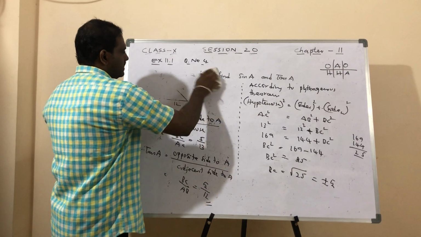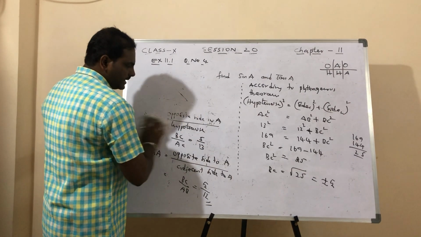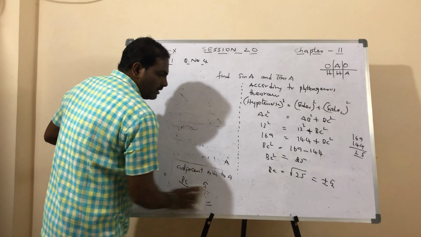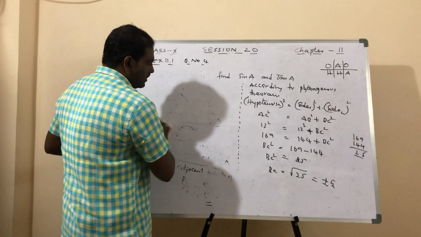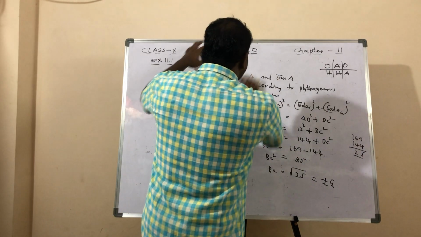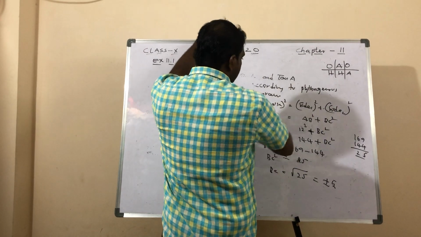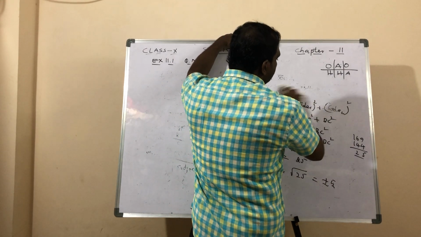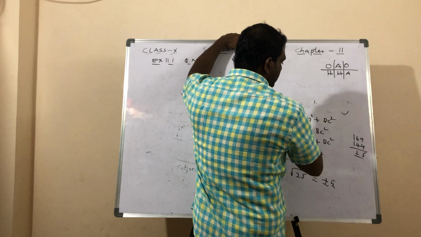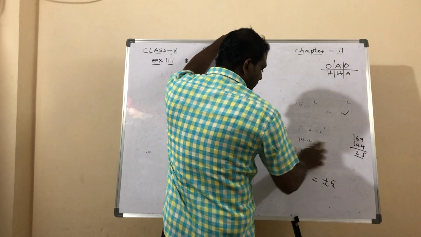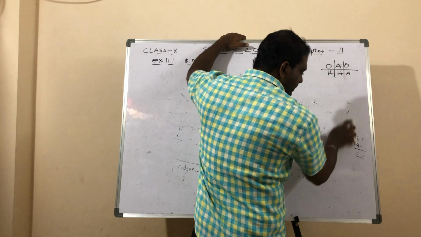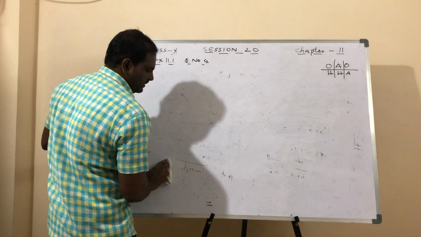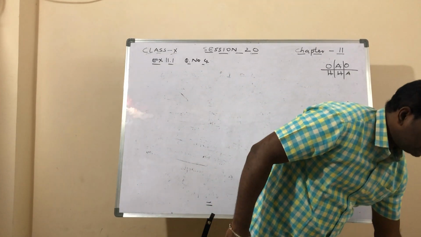So basing on this, I'll explain the next question that you have to do as home assignment. So in this exercise sums, all the questions are related to this method only. That means two sides of the triangle will be given. Basing on the Pythagoras theorem, we have to find the third side. Once we find the third side, then we can go for the question what is given to find.